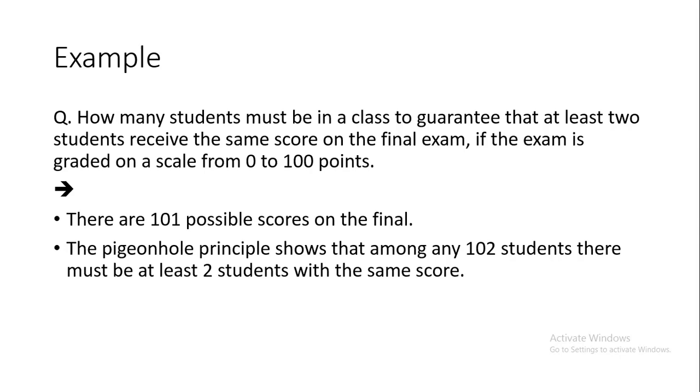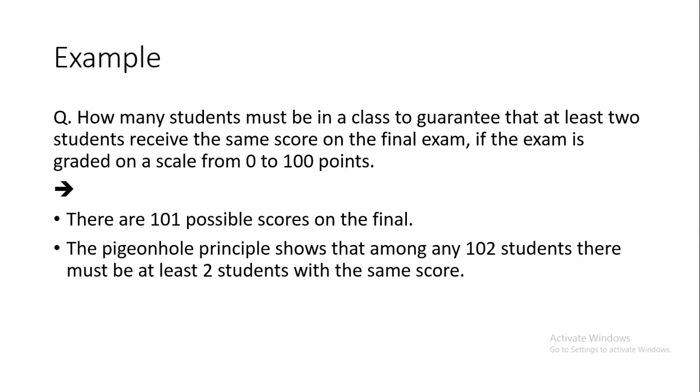Now apply the pigeonhole principle here. By using the pigeonhole principle, we can say that among any 102 students, there must be at least 2 students with the same score. See here, their scores are 101. Suppose there are 101 students.